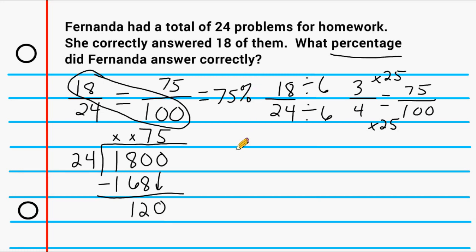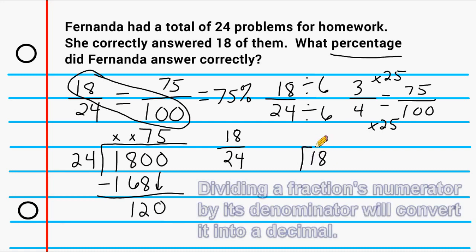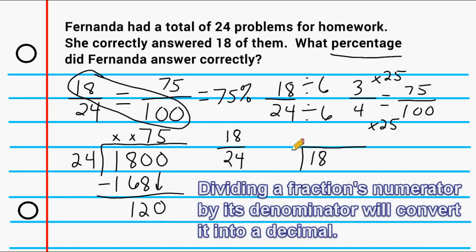Now, let me show you one other way that we may solve this problem. Whenever you are given a fraction that you have to convert into a percentage, what you can do is take the numerator of that fraction, in this case 18, and divide it by the denominator, in this case 24.